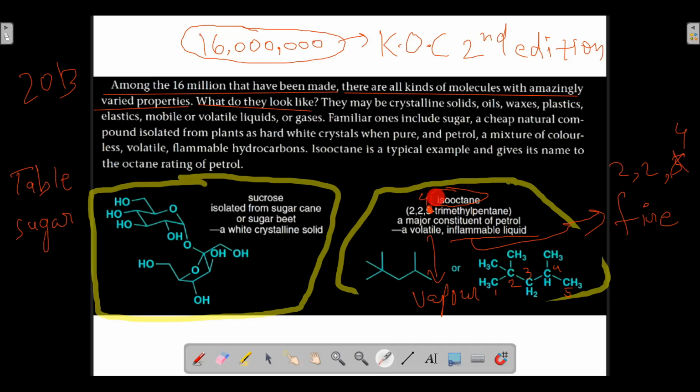Iso-octane is a typical example among these 16 million stable organic compounds in the world. This is the structure of iso-octane. It is an organic molecule, and it gives its name to the octane rating of petrol. Now what is the octane rating of petrol? I have already told you in the previous lecture, so I am not telling that here.